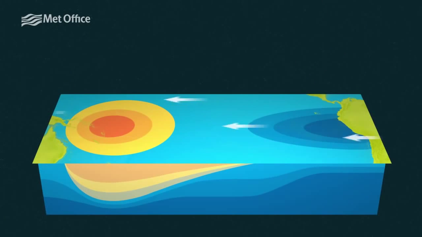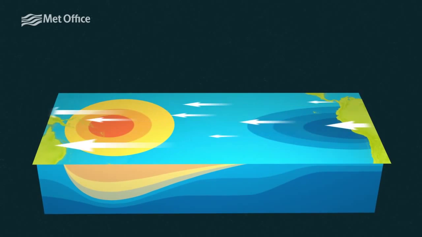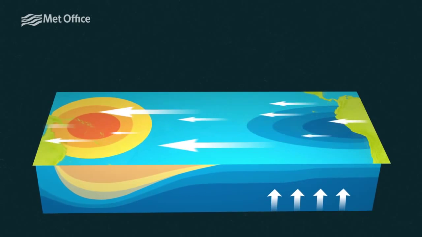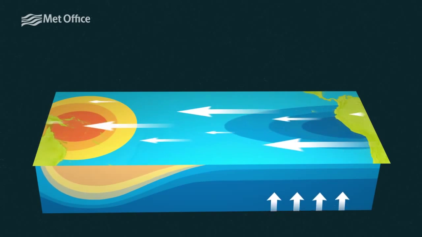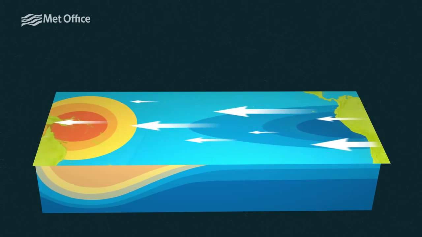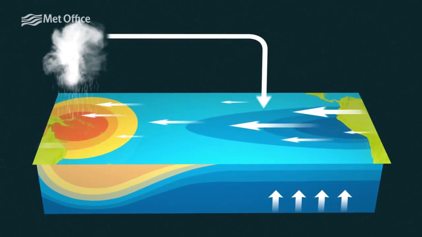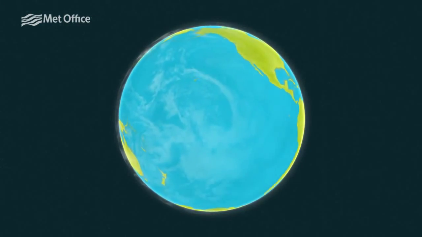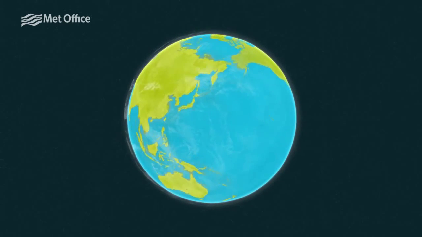This is the flip side of the oscillation which sees a strengthening of the normal trade winds. This pushes the warmest water to the far western part of the tropical Pacific and increases the upwelling of cold water in the east. This cooler water extends out from the coast of the Americas towards the central part of the ocean. La Niña also impacts global weather and tends to have opposite effects to El Niño.